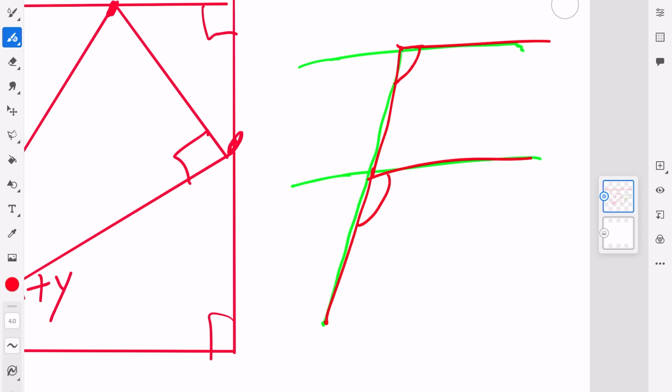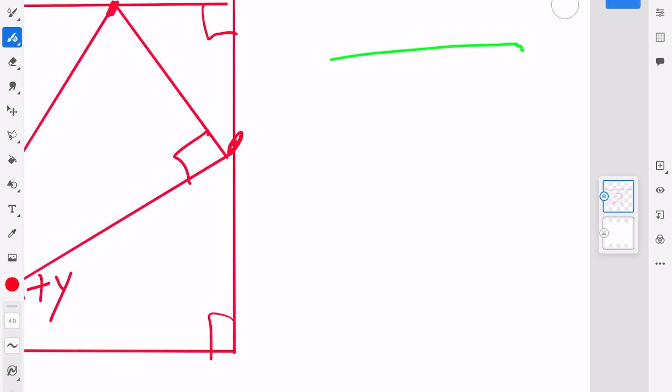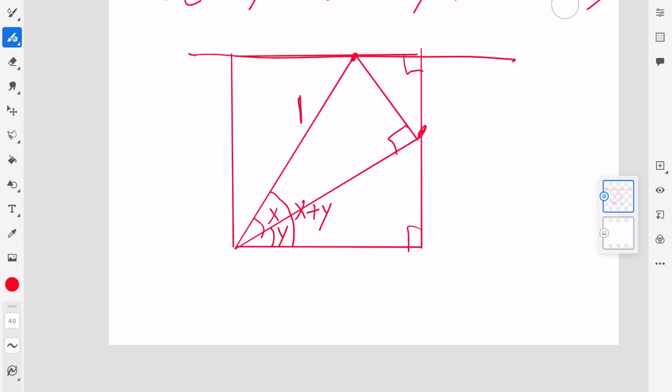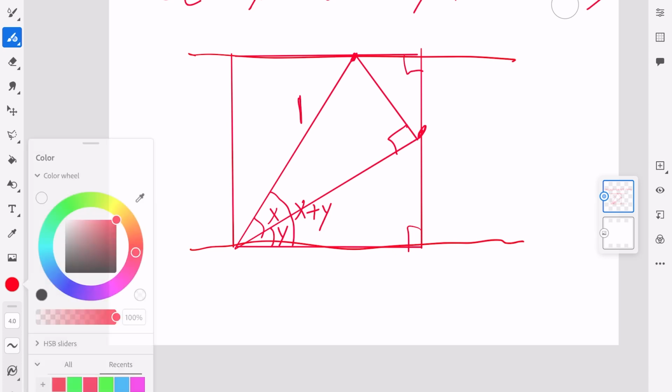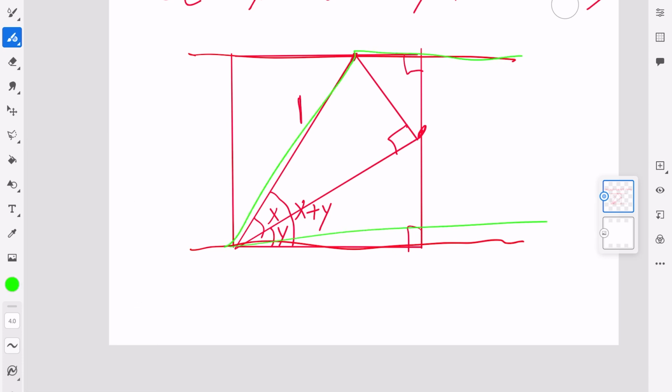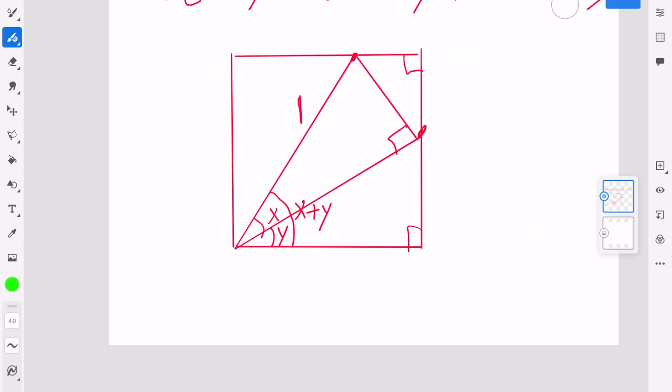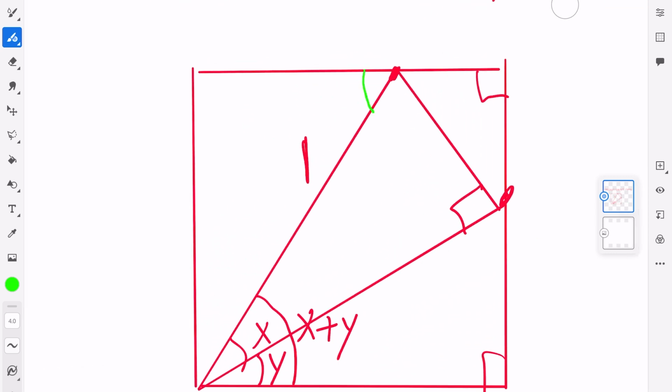And yeah. So from this, if we take a look, these are actually 2 parallel lines. So if you notice, there are 2 shapes that we can make right now. We can make the C and we can make the Z. So the Z is what we want right now. So if you remember, this angle is always equal to this angle. So that means that this angle is also x plus y.